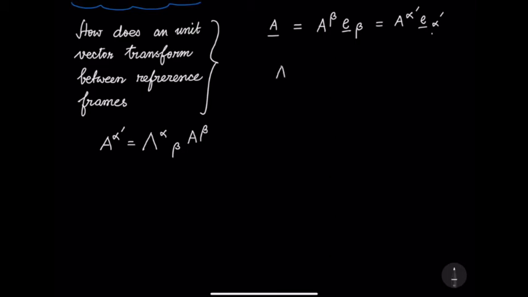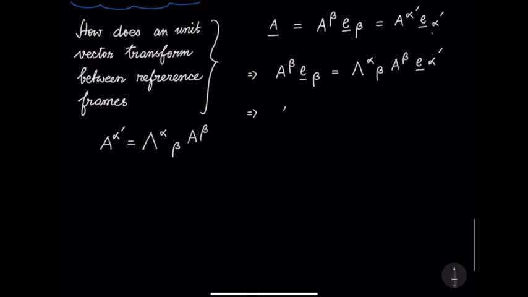So we can write this as A beta E beta equals A alpha prime E alpha prime, which is just lambda alpha beta A beta E alpha. And the right hand side I can rearrange a little bit. So this implies this. I can see all these things are just summed over. I can interchange the things because there's no harm in doing that.